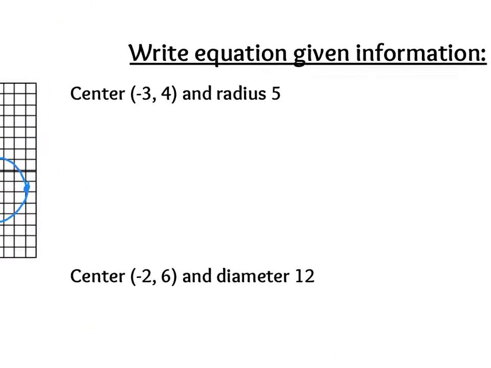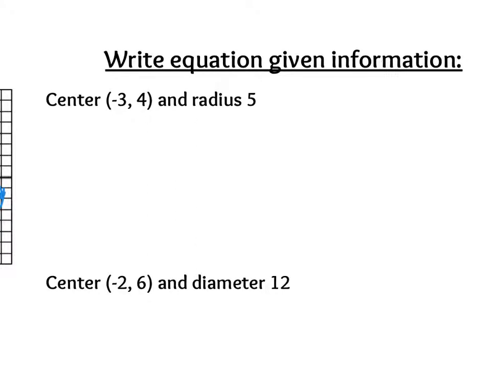Okay. So now we need to go backwards, which is where I give you information and you write an equation. So remember, my general form is (x - h) squared plus (y - k) squared equals my radius squared.